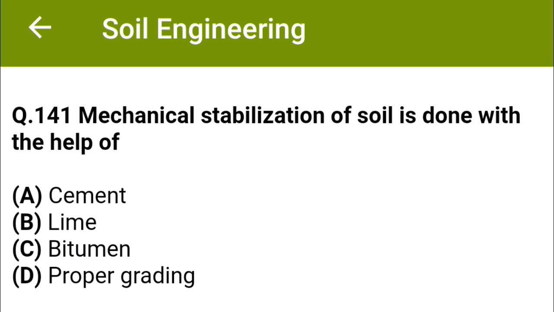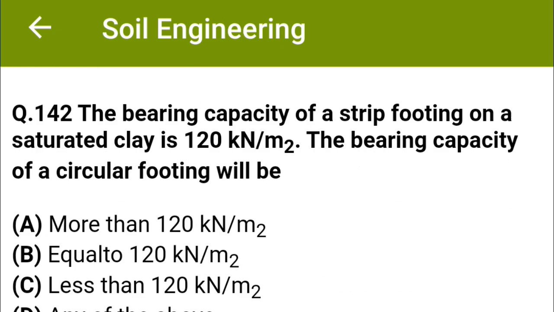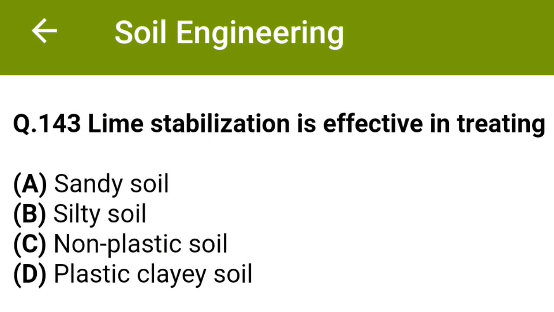Mechanical stabilization of soil is done with the help of option A, cement, option B, lime, option C, bitumen, option D, proper grading. The correct answer is option D, proper grading. Lime stabilization is effective in treating option A, sandy soil, option B, silty soil, option C, non-plastic soil, option D, plastic clayey soil. The correct answer is option D, plastic clayey soil.